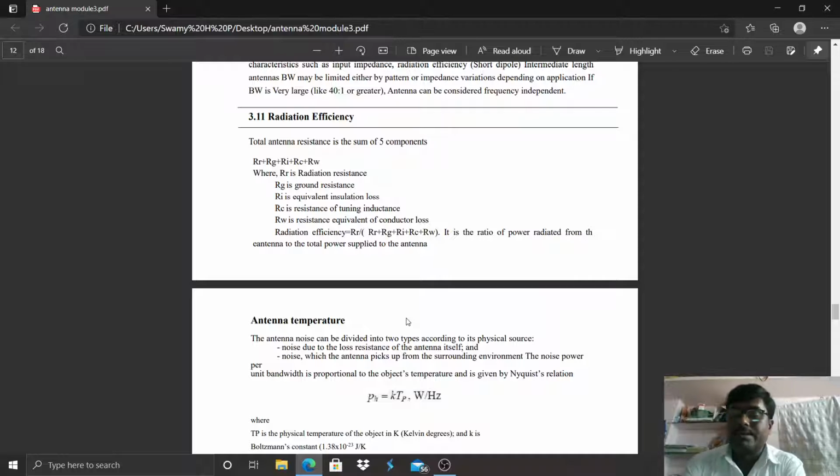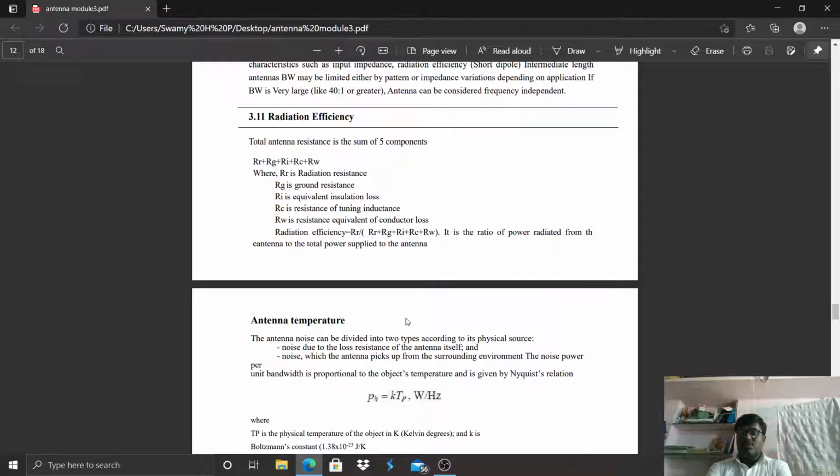Now I shall start with the radiation efficiency. Here, total antenna radiation resistance is the sum of five components, in which Rg is ground resistance, Ri is an equivalent insulation loss, Rc is resistance of tuning inductance, and Rw is the resistance equivalent of conductor loss. So therefore, radiation efficiency is a ratio of radiation resistance to the sum of these resistances.